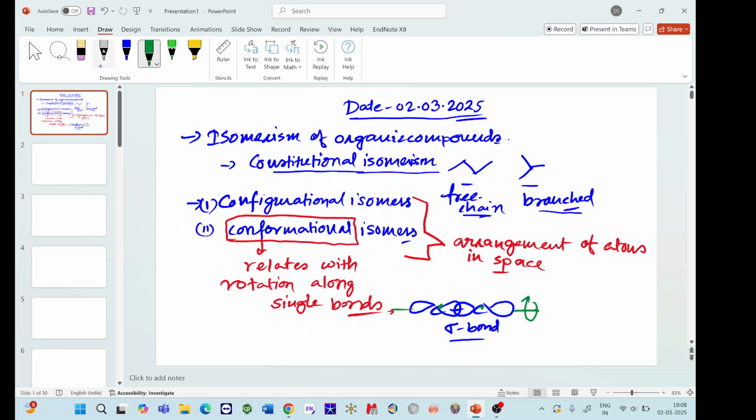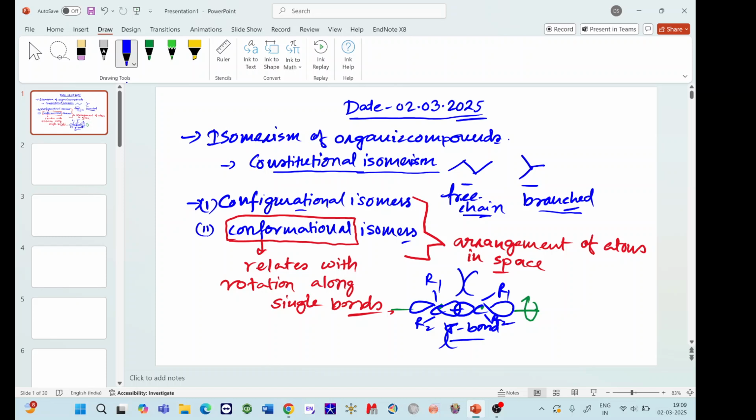But if you have some R groups present here, I'll just write R1 R2, and here also you have R1 R2, then now if you rotate, the positions of these R1 R2 groups will change in space. So there will be different kinds of interaction between them. That is why this term conformational isomer comes.